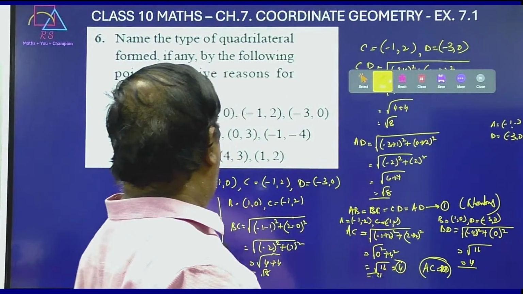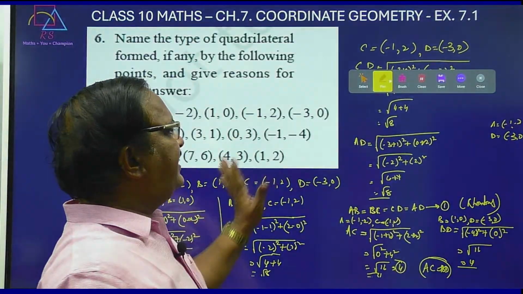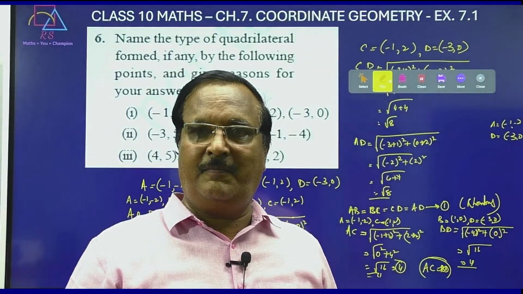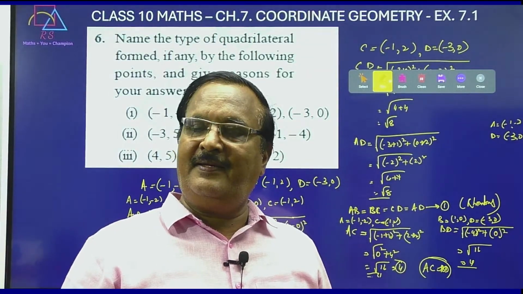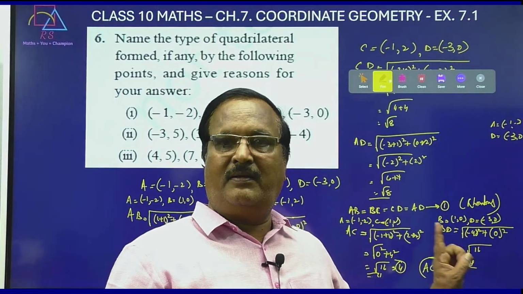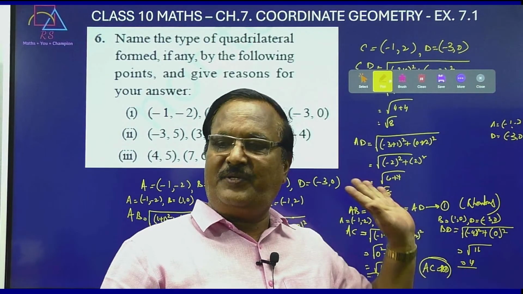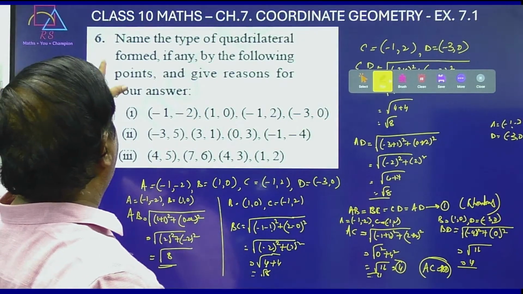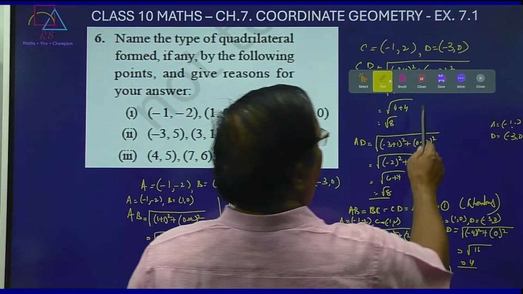So now here, if only opposite sides are equal and diagonals are equal, it is a rectangle. If all sides are equal and diagonals are not equal, it is a rhombus. All these things you have to understand. This is question number 6.